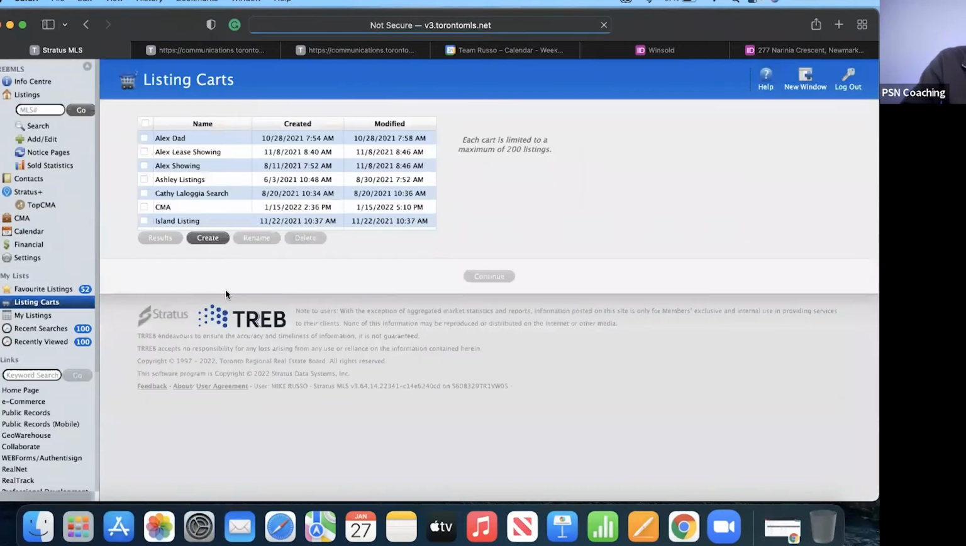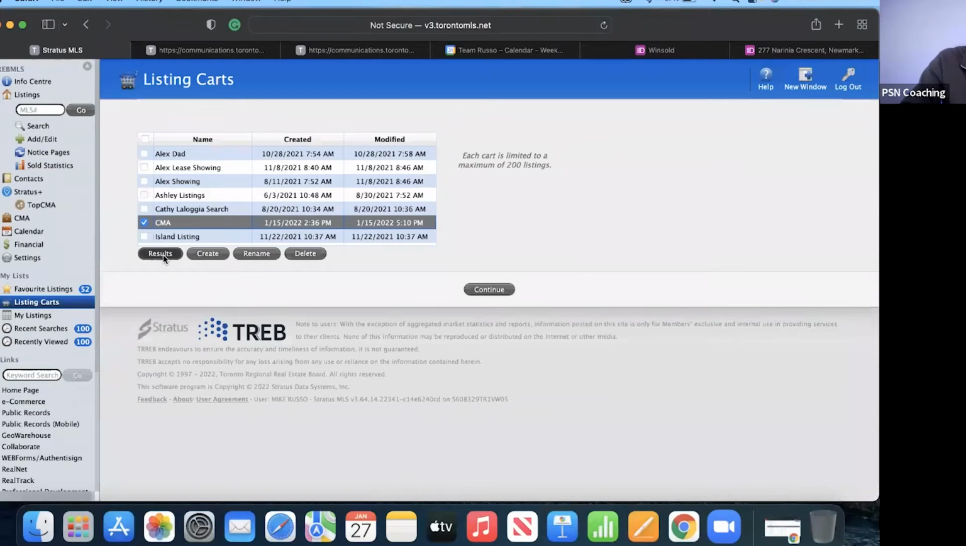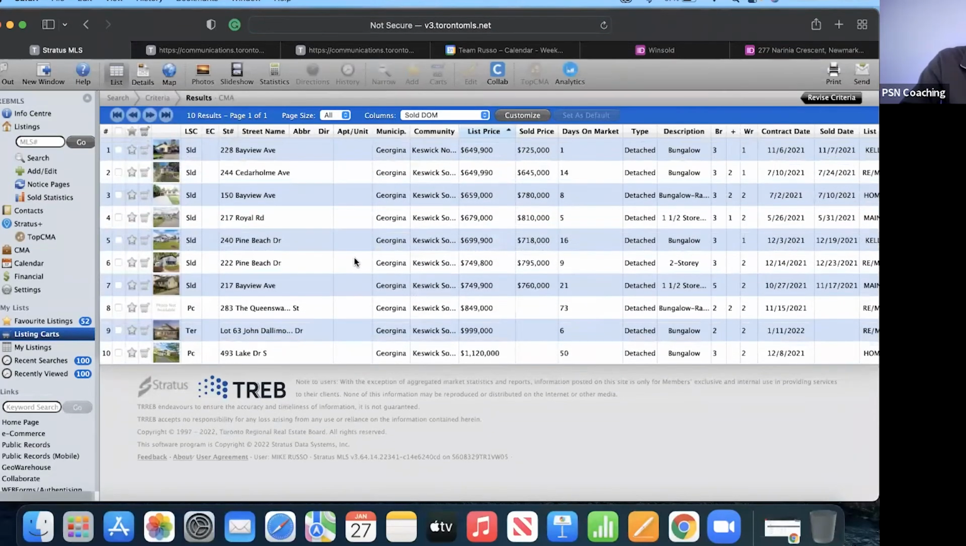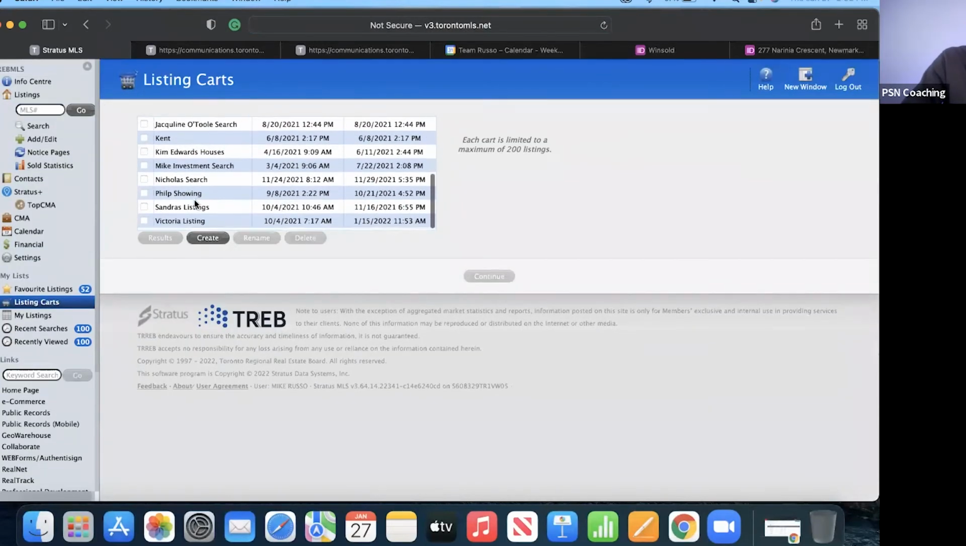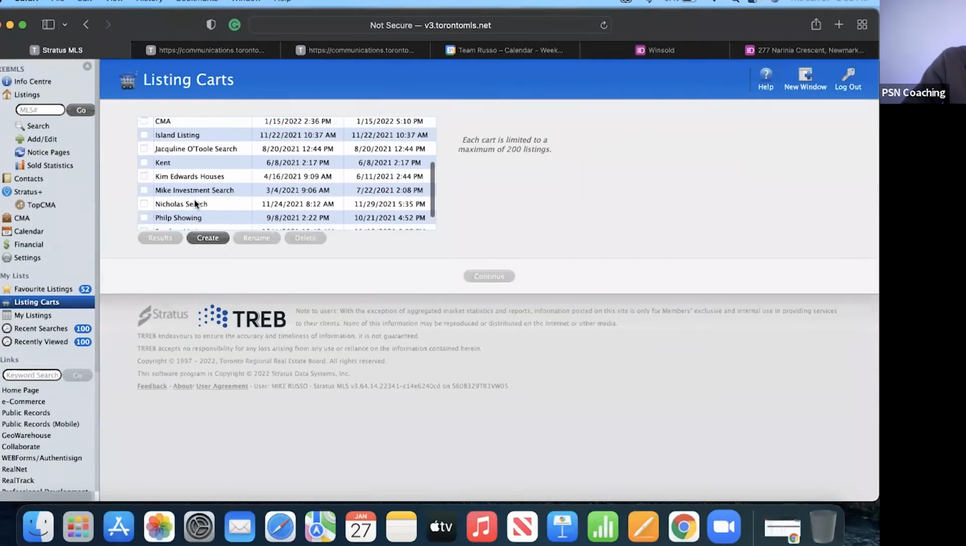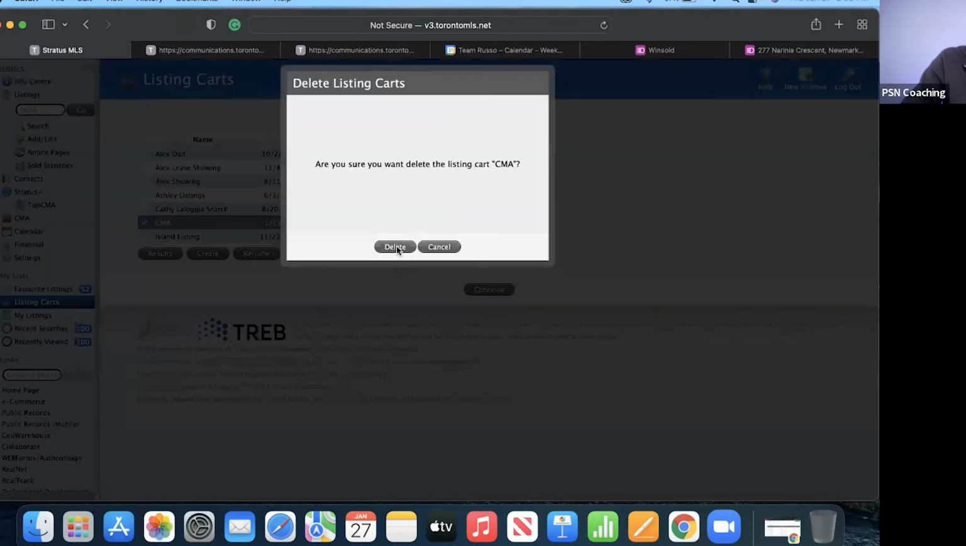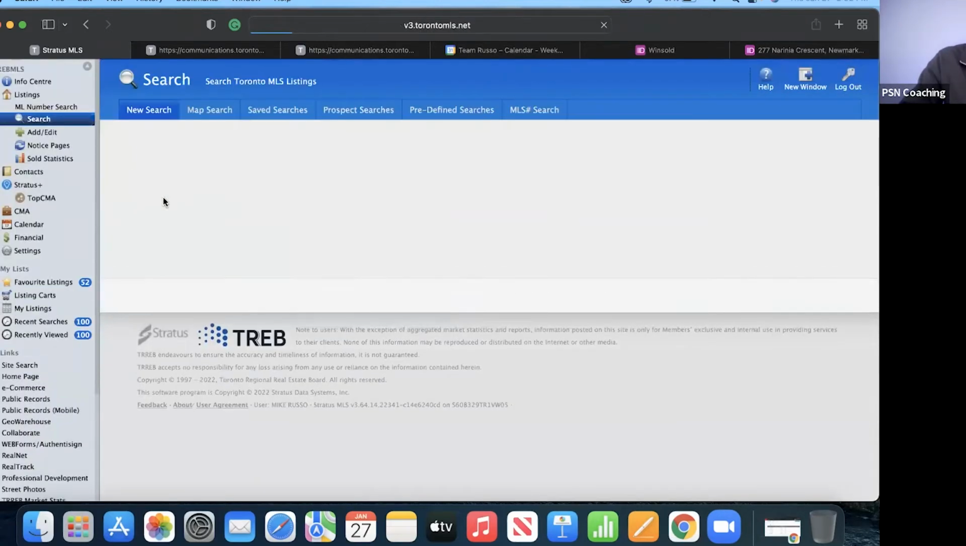So I create a listing cart and I have the CMA right here. No, this is the wrong CMA. Sorry, I might not have it anymore. No, I don't have it. I destroyed it. I can get rid of this one though too. Yeah, I got rid of it.